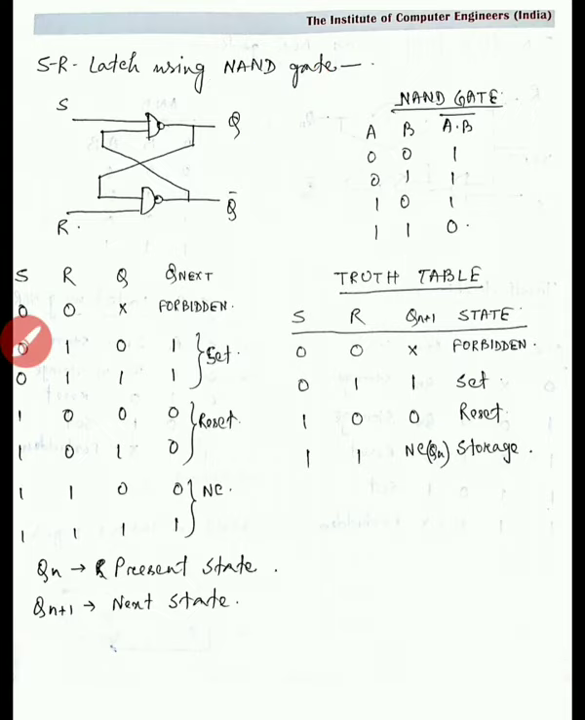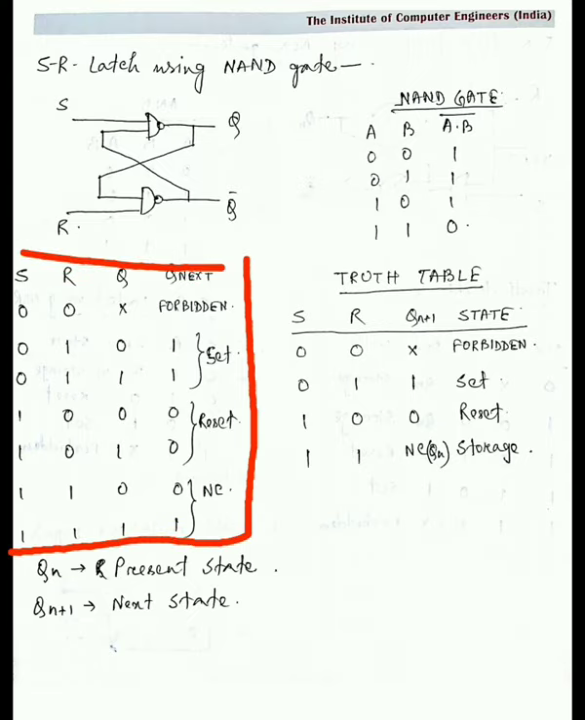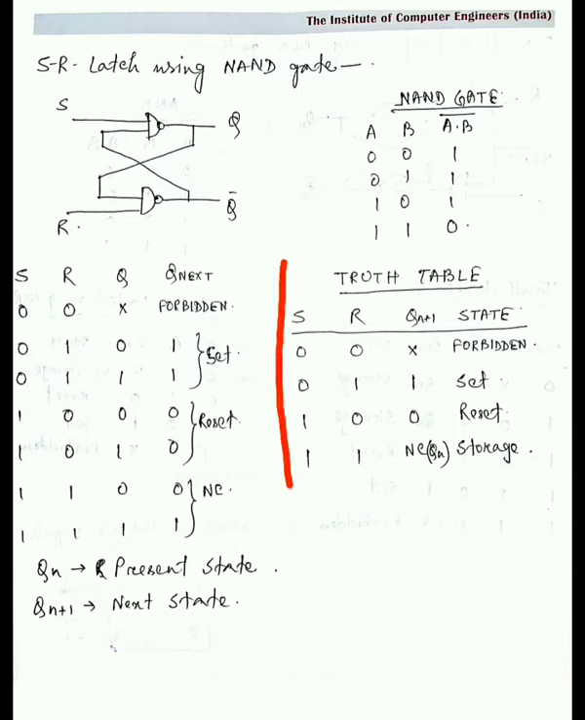Now let us see the functioning of the SR latch using NAND gate. Here you see the explanation of the SR latch using NAND gate. I am going to explain this through these points, and this is the main truth table. We get this truth table from this explanation. Now let us see the explanation.